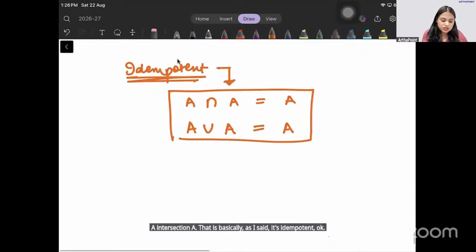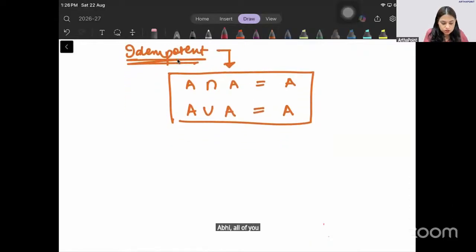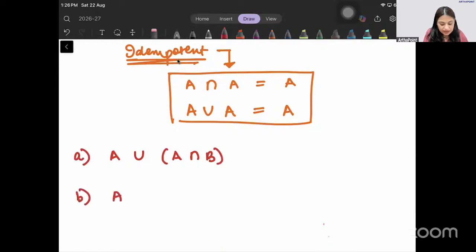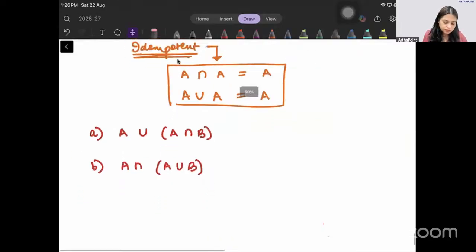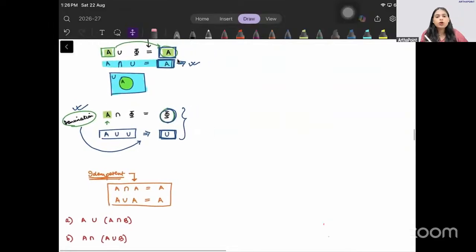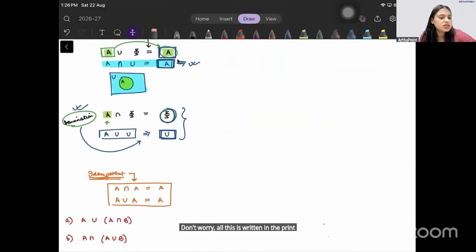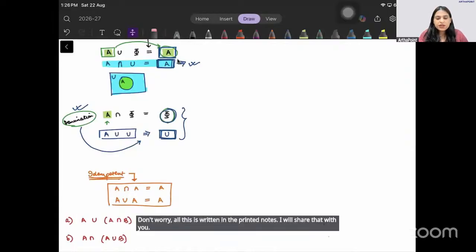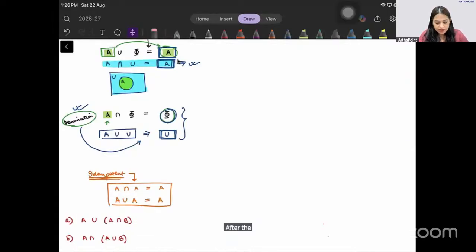ठीक है? अच्छा, अभी all of you will solve these two questions for me. Find out A union, A intersection B. Find out A intersection, A union B. Quickly do this. You can use a Venn diagram also. Don't worry, all this is written in the printed notes. I will share that with you. After the class, probably I'll go ahead and give it to you. Okay? So nothing to worry.